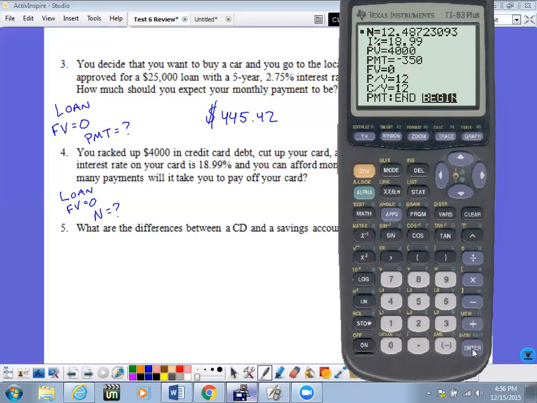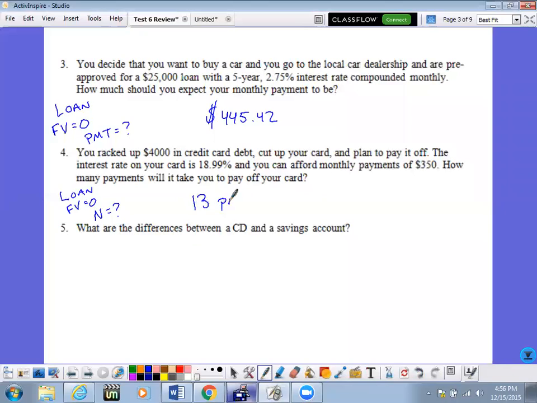Obviously, in context, it doesn't make sense to have that 0.48 payments. And so in this case, 12 payments is not going to get the job done. 12 payments would still leave us with a chunk of money based off of this decimal. And so based off of the context, we're going to say 13 payments.